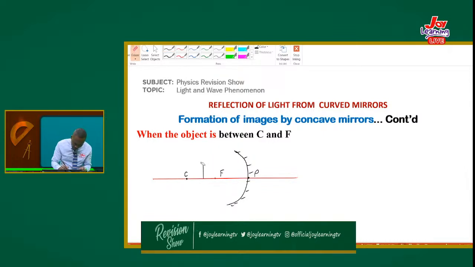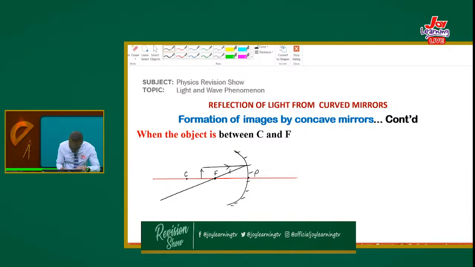I think the size is too much. Okay. Then, this time we go back to our usual practice. Whenever you have the object there, we pick a ray of light that is parallel to the principal axis. I will draw my F, don't worry. You see, it should pass through F. So it's going to pass through F like that. So F will be here.